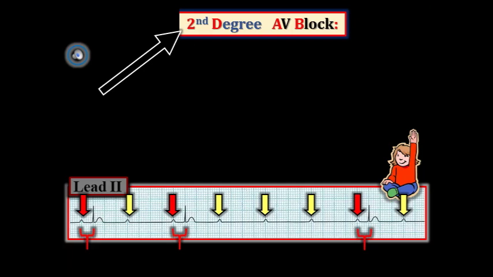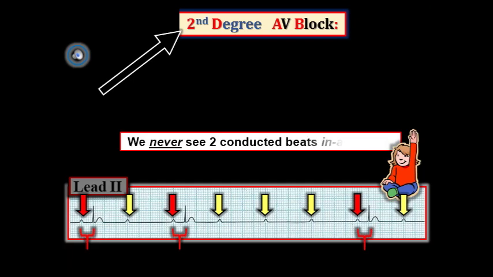The narrow QRS favors Mobitz I, but Mobitz I rarely results in consecutive non-conducted P waves, as we see here. That said, because we never see 2 conducted beats in a row, we cannot determine with any certainty whether this tracing represents Mobitz I or Mobitz II.